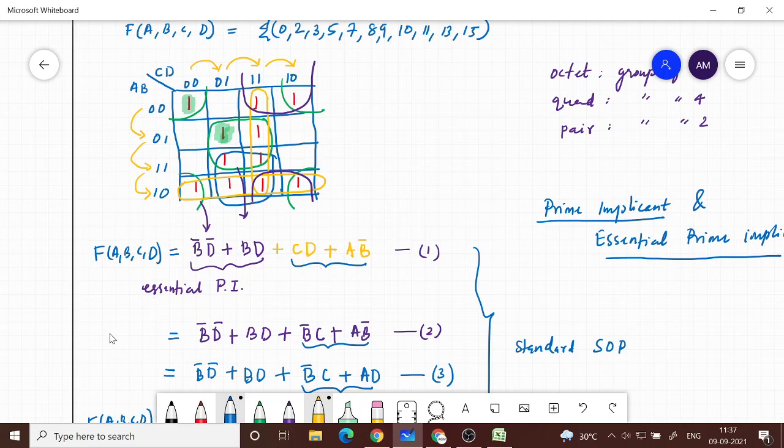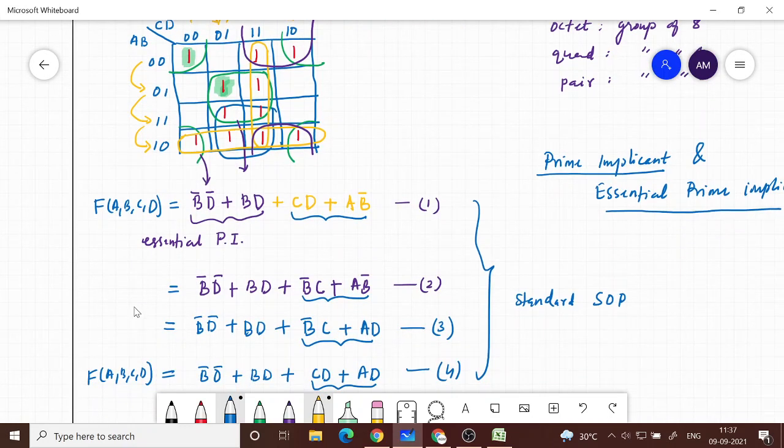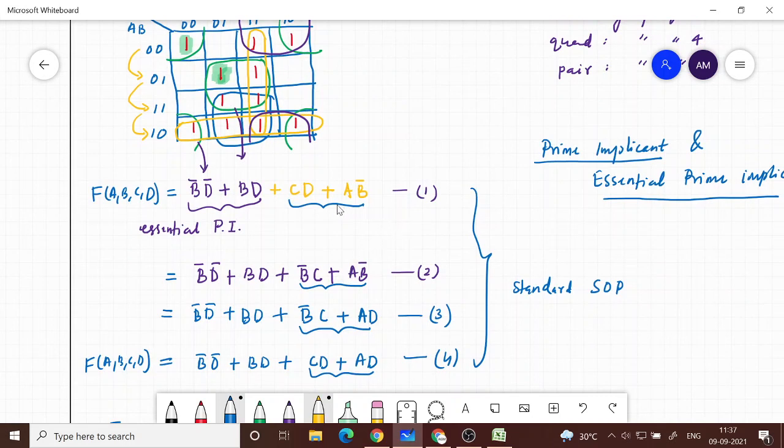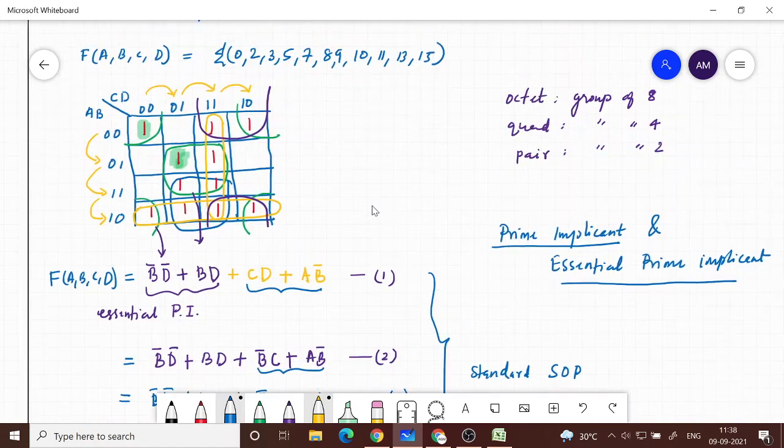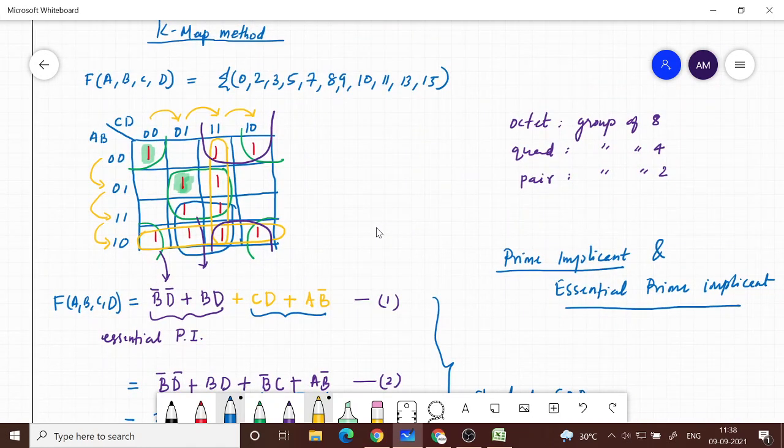So when you solve problems, some students may get option 1 as the answer, others option 2, or 3, or 4. But the first two terms, which are essential, will be common to all the answers. The last two terms can differ, because they are not essential prime implicants. All of these are prime implicants, but only two of them are essential. Okay, is that clear? Yes, sir. Any other doubts?